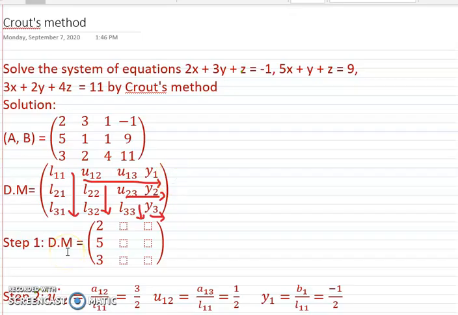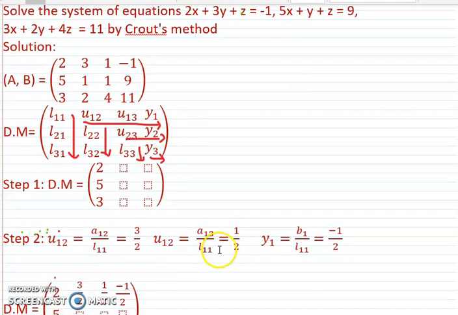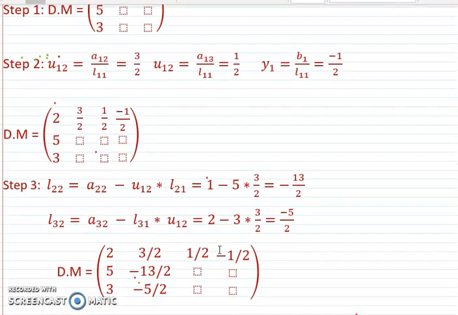In step 1, we take the first column elements. The first column element of the derived matrix is the same as the elements of the first column of the augmented matrix. It is 2, 5, 3. So I filled in 2, 5, 3 in the derived matrix. Remaining values are yet to be calculated.